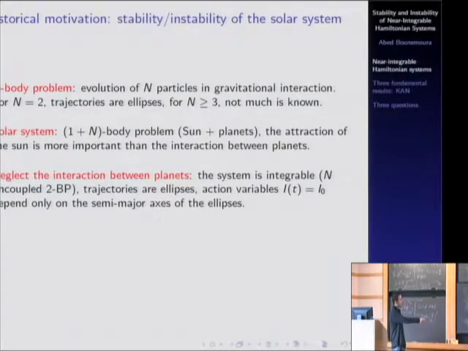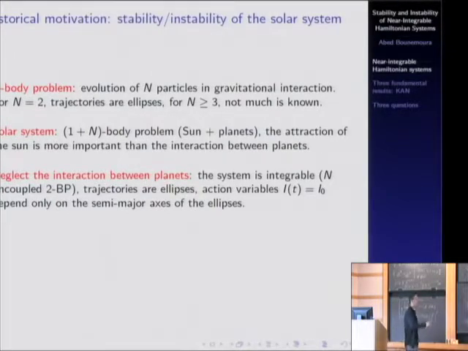Then in this case, I have an integrable system. I forgot to say that for n equals 2, the system is integrable. So now here, what do I have? I have n uncoupled two-body problems. I have just the sun with each planet. The planets don't see each other, if you want. And in this case, I'm back to the two-body problem. Trajectories are ellipses.